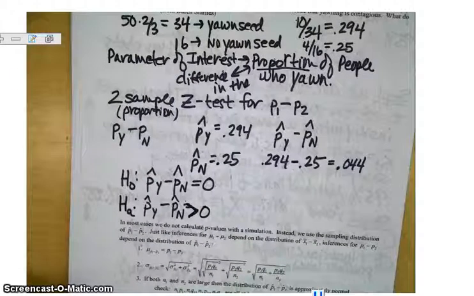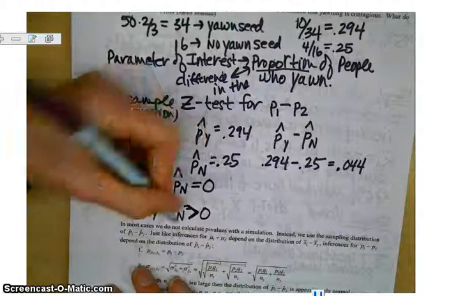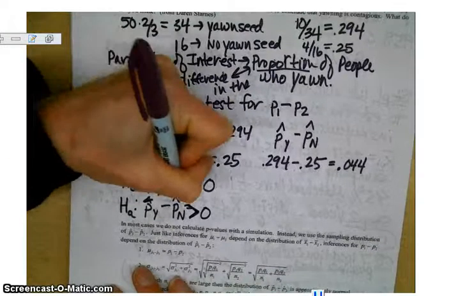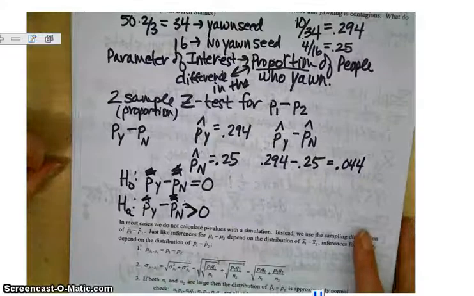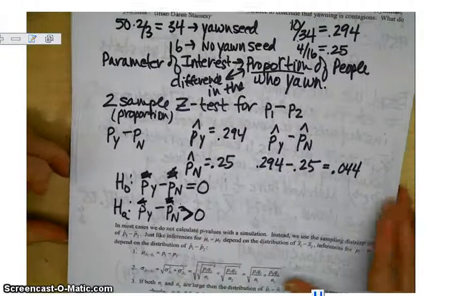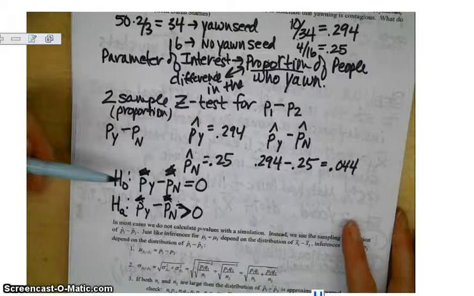Should we write p hat or should we write p? Oh, you're right. We should not have the p hats there. It should be no hats. Thank you, Alexis. All right, always the true value in the hypotheses.